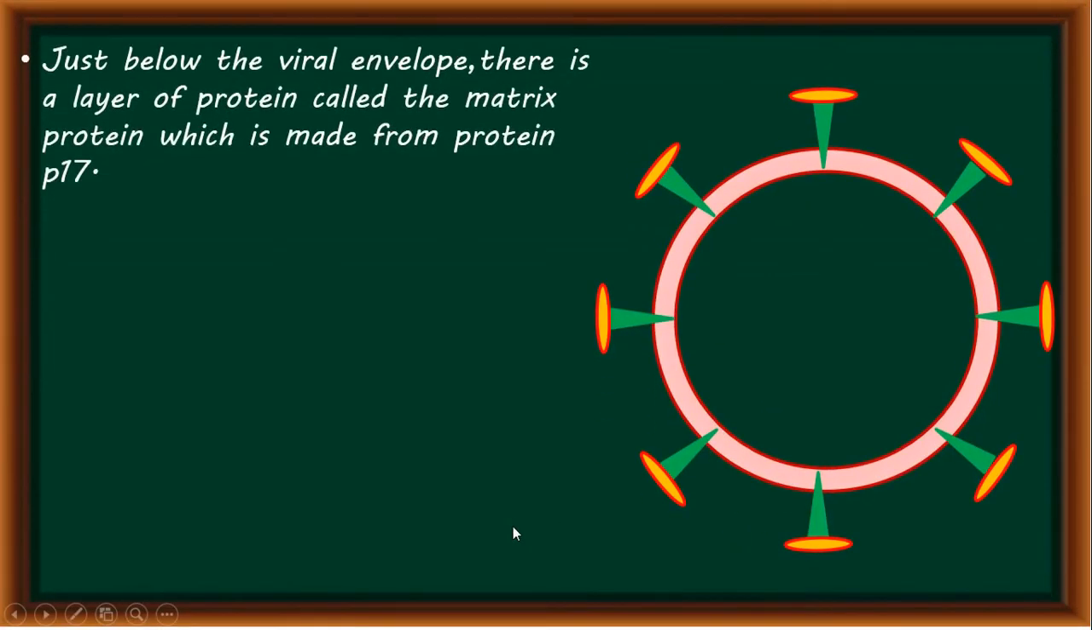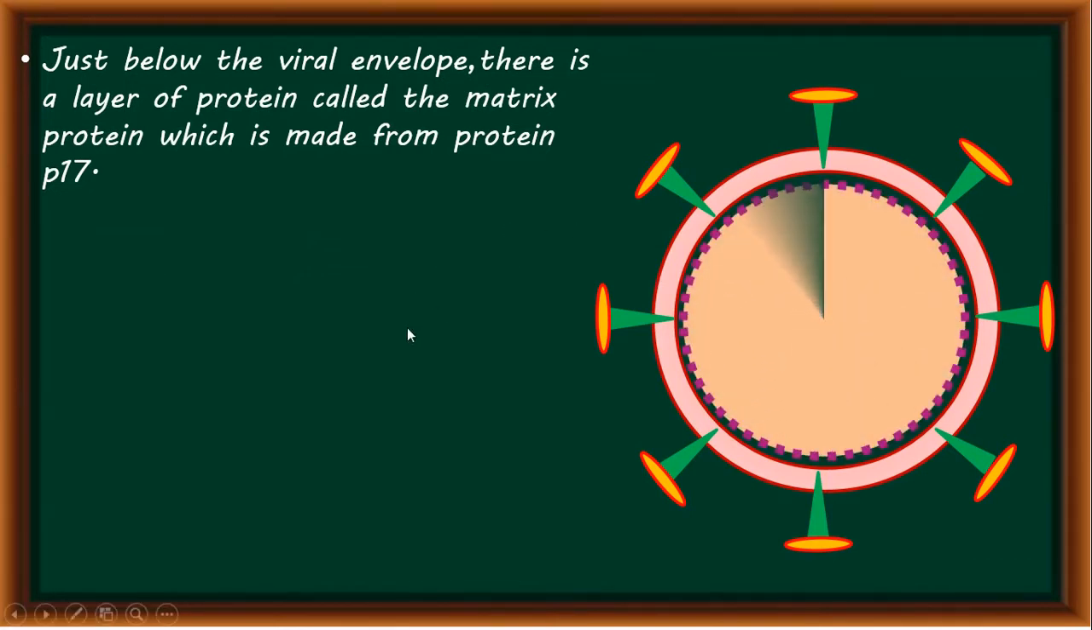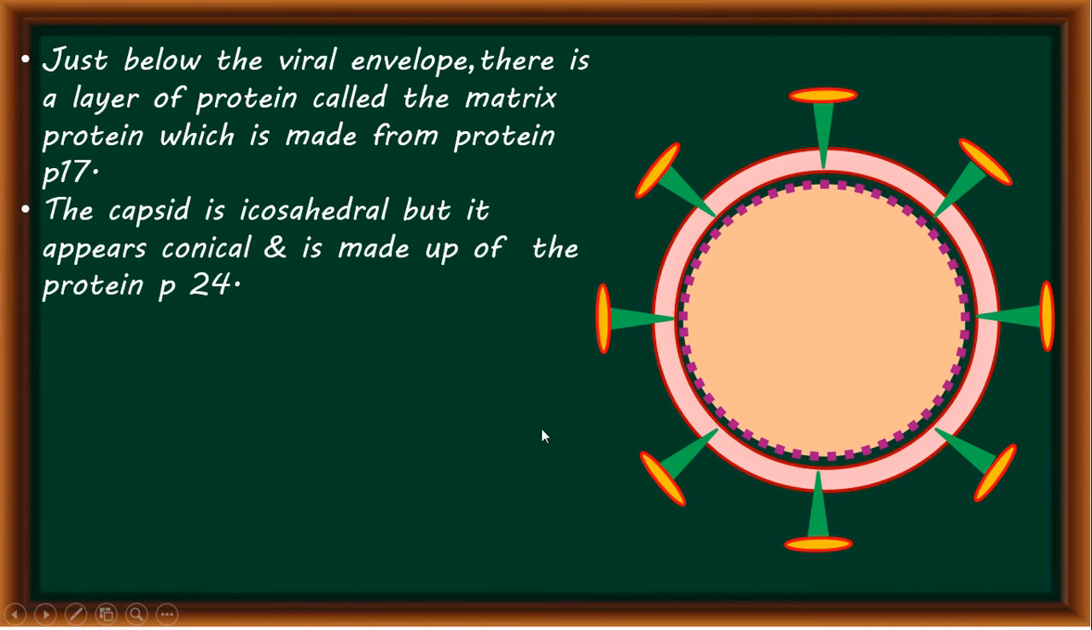Just below the viral envelope, there is a layer of protein that is called matrix protein. And this matrix protein is made from a protein that is P17. This layer of matrix protein gives stability to the viral envelope. So this is the layer of matrix proteins. Inside of this layer of matrix proteins, there is an icosahedral capsid. The capsid is icosahedral, but it appears conical, and it is made from a protein P24. So this is the capsid of the virus particle.